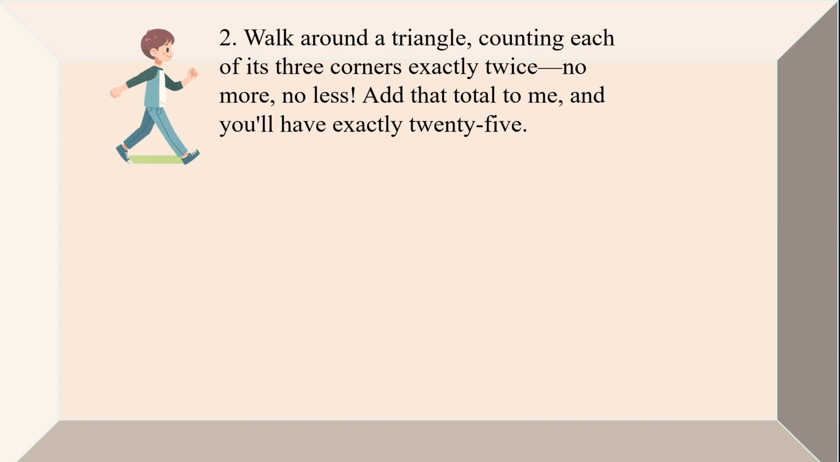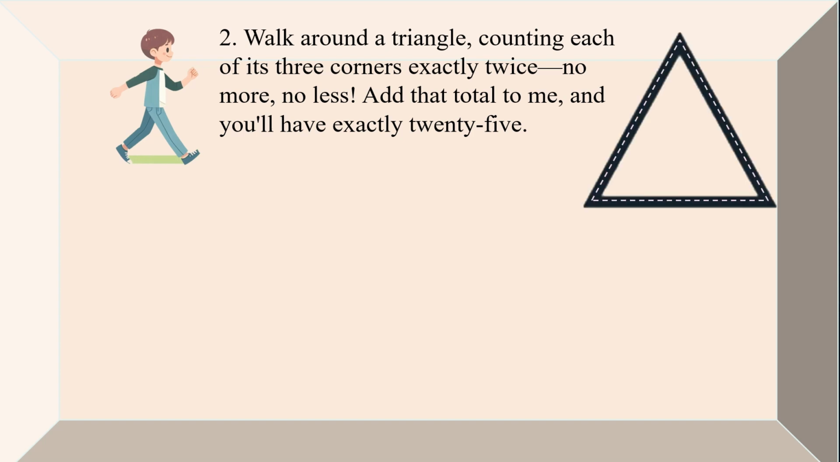Here is the second riddle. Walk around a triangle counting each of its 3 corners exactly twice. No more, no less. Add that total to me and you will have exactly 25. Walk around a triangle counting each of its 3 corners. 1, 2, 3. Again 1, 2, 3. So you are doing it twice. So you have 3 times 2 is equal to 6.